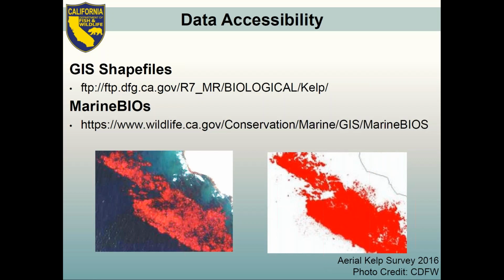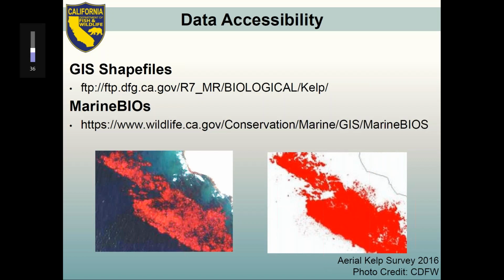So before I talk about the availability of the data set, I wanted to direct you to the images you see at the bottom of your screen. These are from the 2016 Aerial Kelp Survey in San Luis Obispo County. On the left is an image from the camera system, and on the right, after some processing, is a depiction of the surface canopy at that time. So these data are made available on the CDFW webpage in the form of GIS shapefiles, as well as on Marine Bios, which is a CDFW marine and coastal data viewer for folks that do not have access to ArcMap.